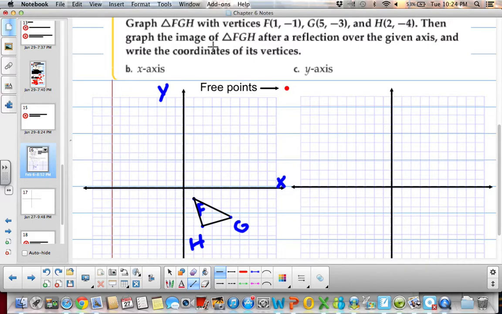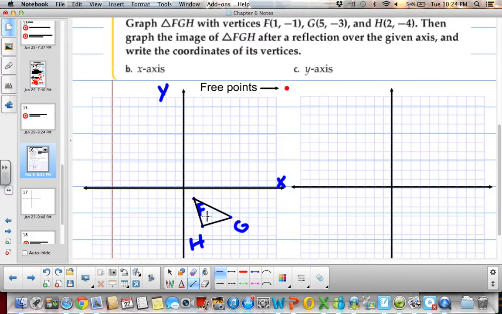So we want to graph the image of triangle FGH after a reflection over the given axis. So we want to graph our reflection over the x-axis. So that means our reflection is going to go this way. It is going to reflect over the x-axis. So we're not even looking at the y-axis right now or over here. So if we're reflecting over x, it's always going to go from bottom to top, or if our image is up here, then our reflection would be down here.